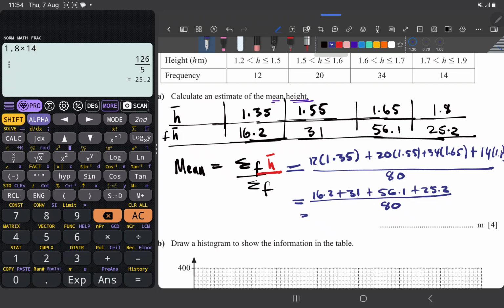And what do you get? We say 16.2 plus 31 plus 56.1 plus 25.2, then we divide by 80. What are you going to get? 1.606, which is 1.61 to 3 significant figures. That is 1.61 meters. This is going to be the mean height, and we are done.